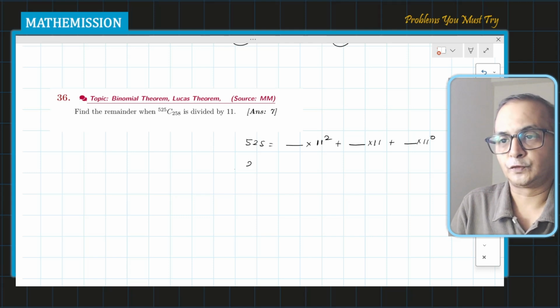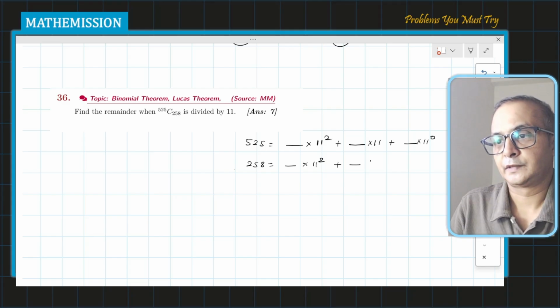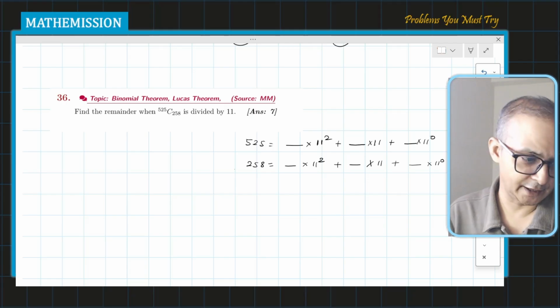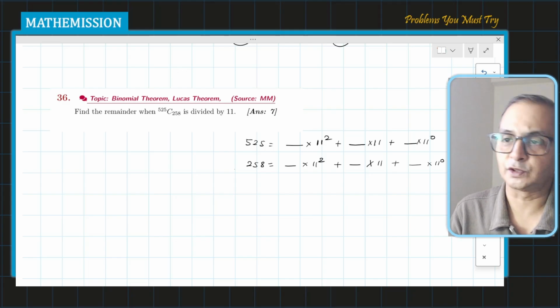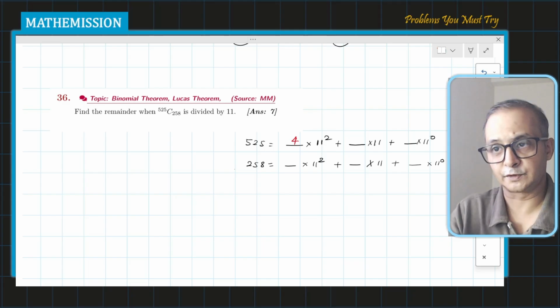Similarly, I have to do 258, and that is going to be 11 to the power 2, 121, and plus again 11 to the power 1, and plus again 11 to the power 0. All that we have to find out is this thing. So I have already calculated. Let me just write it. So that is coming as 4, because 121 times 4.